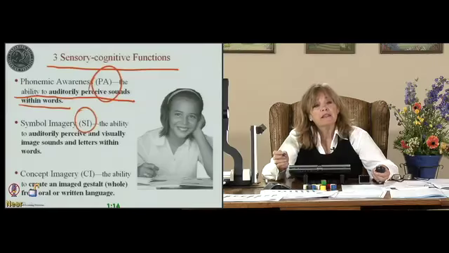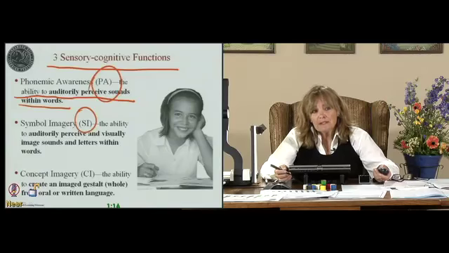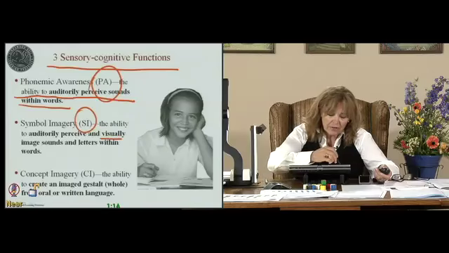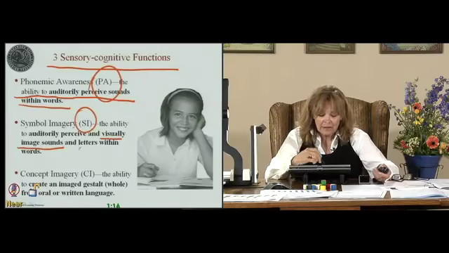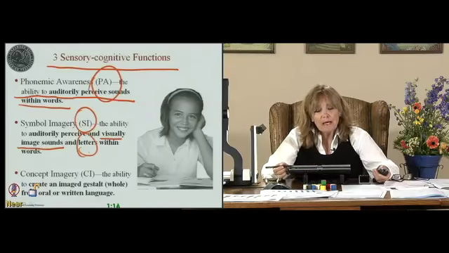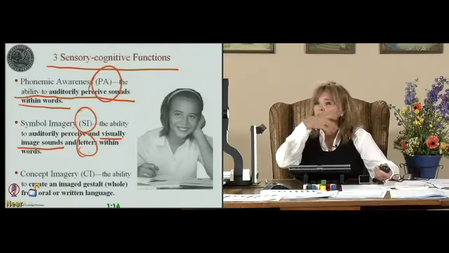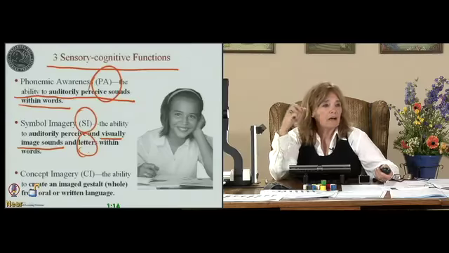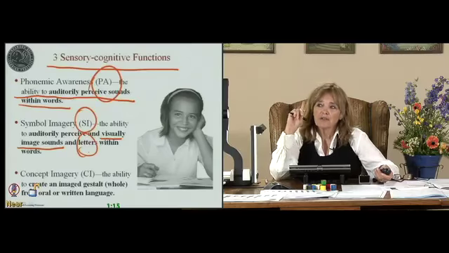Here's kind of the new guy on the block, and we have some articles that are going to be coming out about this. And this is called symbol imagery, and it's the ability to auditorily perceive and visually image sounds and letters within words. So for example, if I say FIP, if you just want to experience a little bit of it, what letters do you see? Show me with your fingers how many letters you can picture.